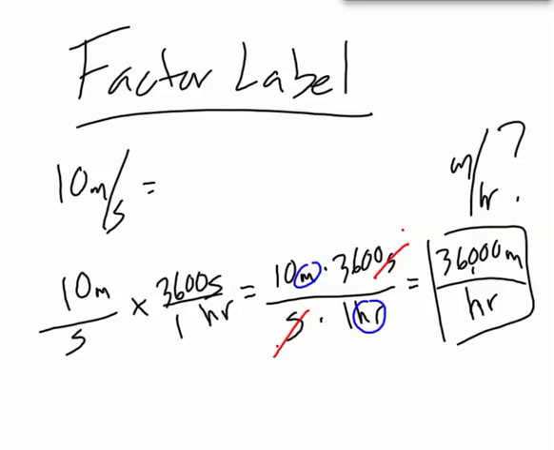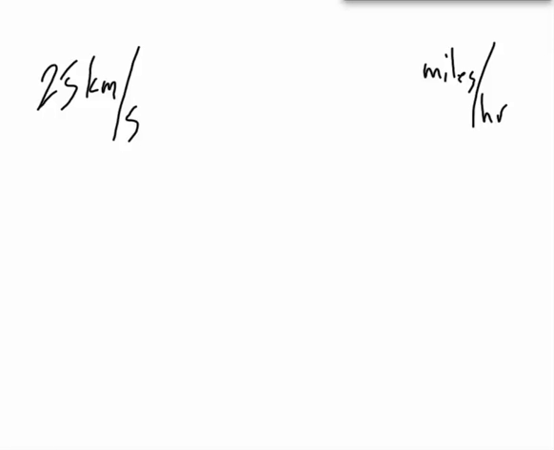Okay? Now let's do another one. What if, on the other hand, I'm up in Canada, canoeing in Canada, and I'm going 25 kilometers per second. I happen to be in a jet or something, right? And my question was, how many miles per hour is that? So, I say 25 kilometers per second. What am I going to get rid of first? Seconds. To get rid of the seconds, which is the denominator, I have to put it in the numerator, and so I do.